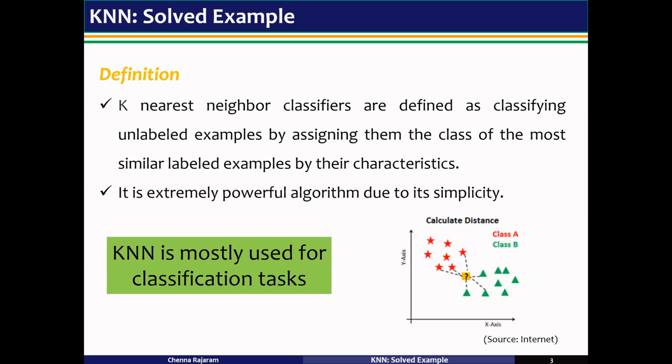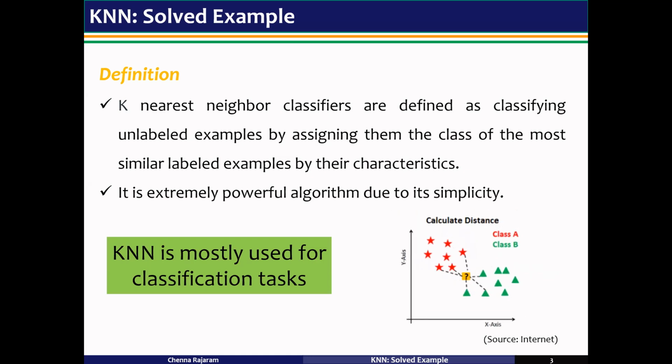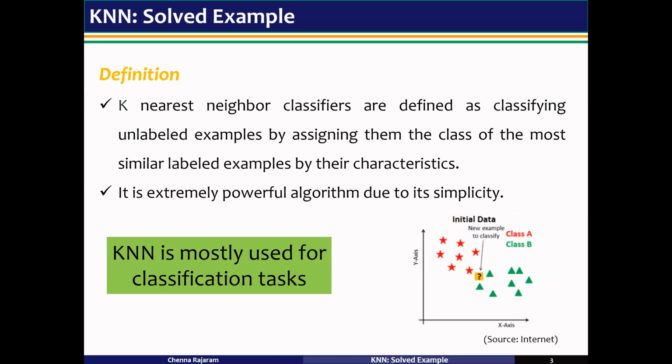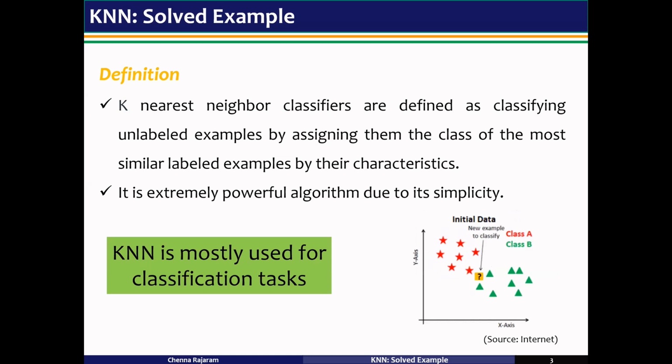K nearest neighbor classifiers are defined as classifying unlabeled examples by assigning them the class of the most similar labeled examples by their characteristics. It is an extremely powerful algorithm due to its simplicity. KNN is mostly used for classification tasks. It stores all available cases and classifies new cases based on similar features.